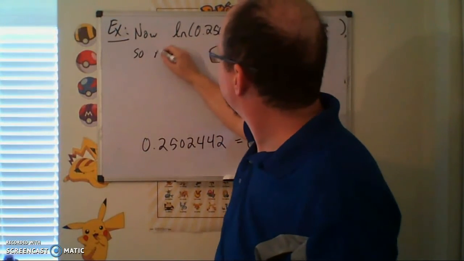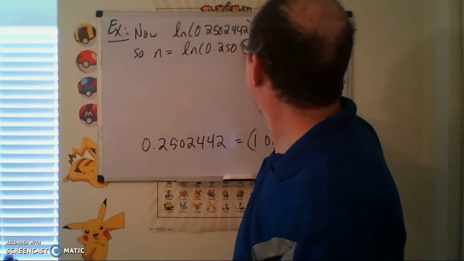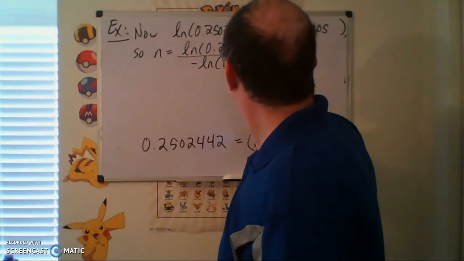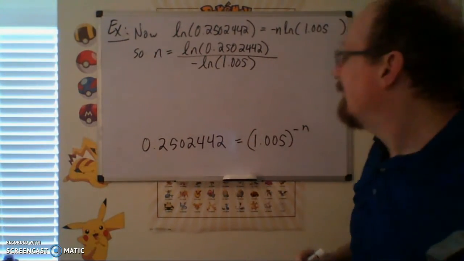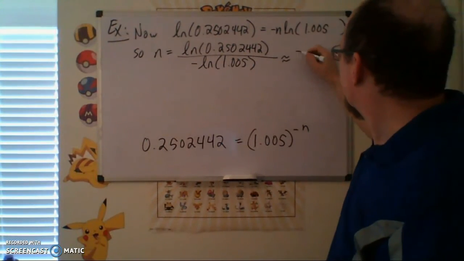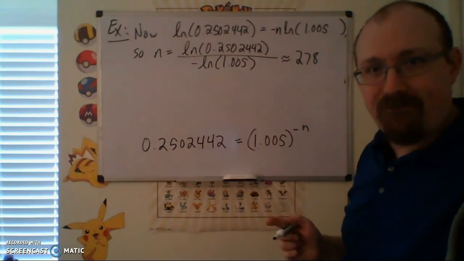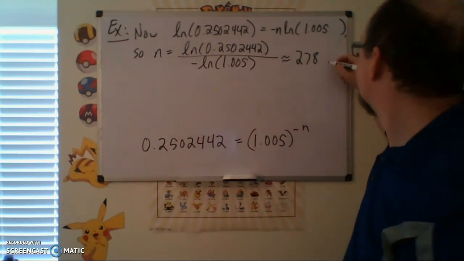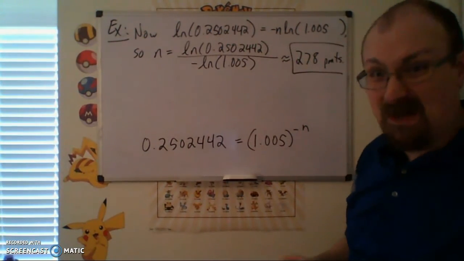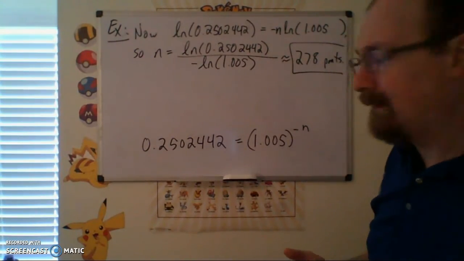So ln of 0.2502442, divided by negative ln of 1.005. We can work this out to the nearest integer because it's not like a fractional payment thing. So yeah, we've got to make 278 more months worth of payments. Okay, so Kate's still got a fair amount of loan repayment in front of her, right? Because these are monthly, this is still a pretty long period of time.